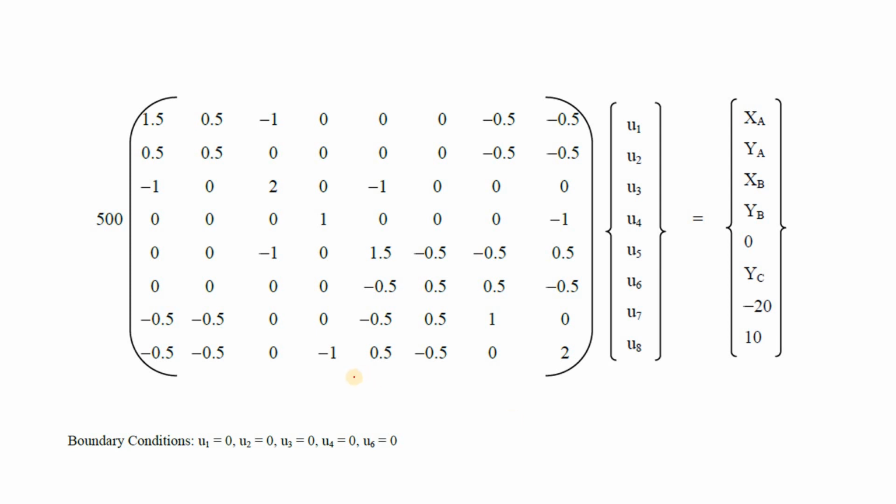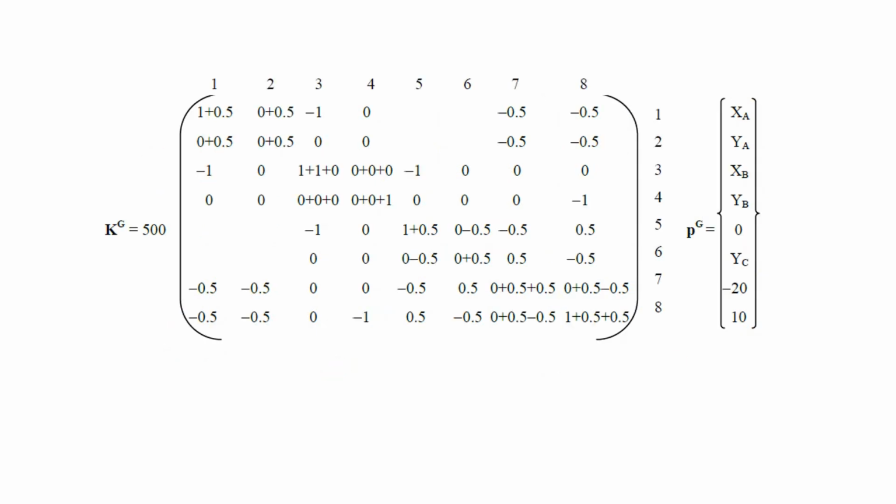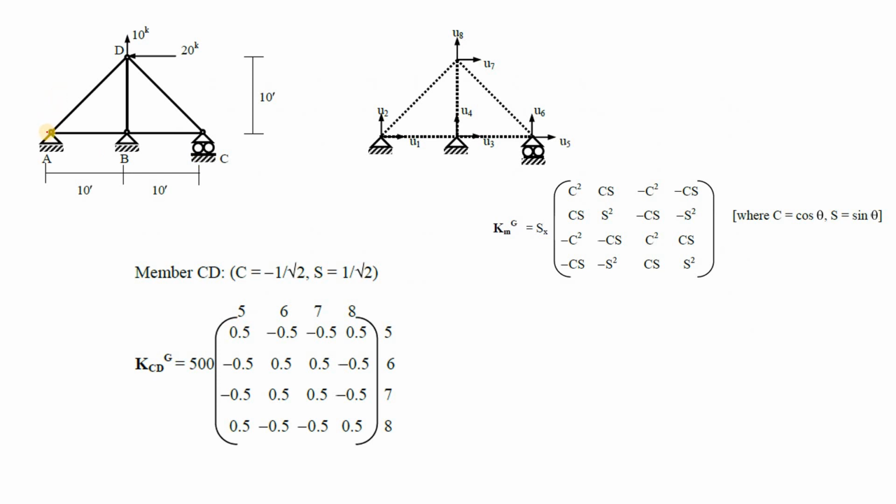Now we're going to apply the boundary conditions to discard some of the rows and the columns. So the boundary conditions are actually the support conditions. So here in the pin support, we know that the pin support is not going to allow any horizontal displacement or vertical displacement.